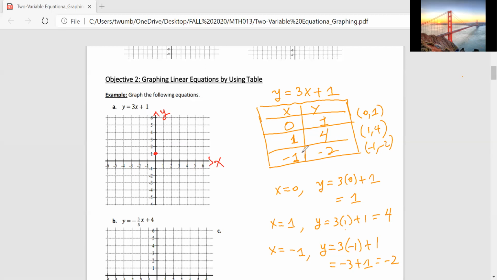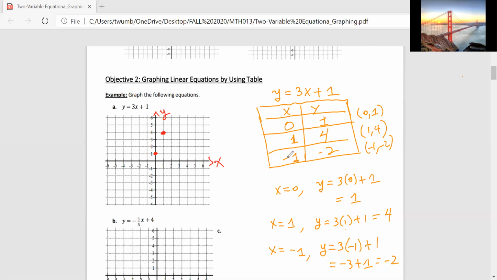Now I need to graph or locate this point here. X is 1. This x is 1 here. Y is +4, so it's going to rise 4 units up from 1. So 1, 2, 3, 4. That's going to be my next point.